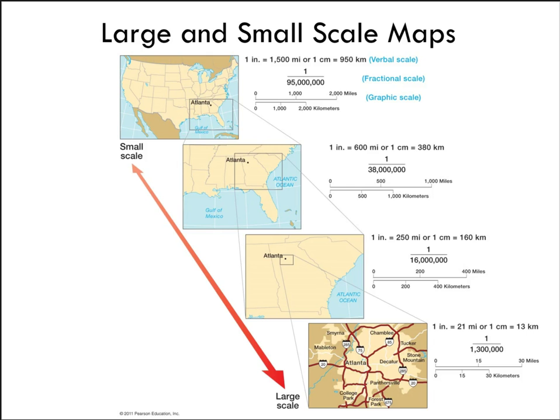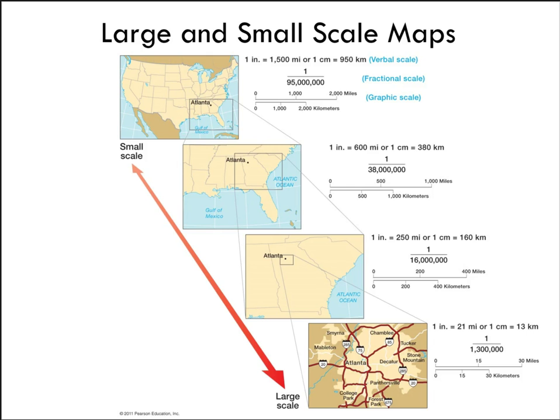So here we're talking about large and small scale maps. A large scale map is one that has a relatively large representative fraction, which means that the denominator is small. So for example, 1 to 10,000 is a larger value than, for example, 1 to 1 million. A 1 to 10,000 would be considered a large scale map in comparison to a 1 to 1 million map. A small scale map has a small representative fraction, which means that the denominator is very large.